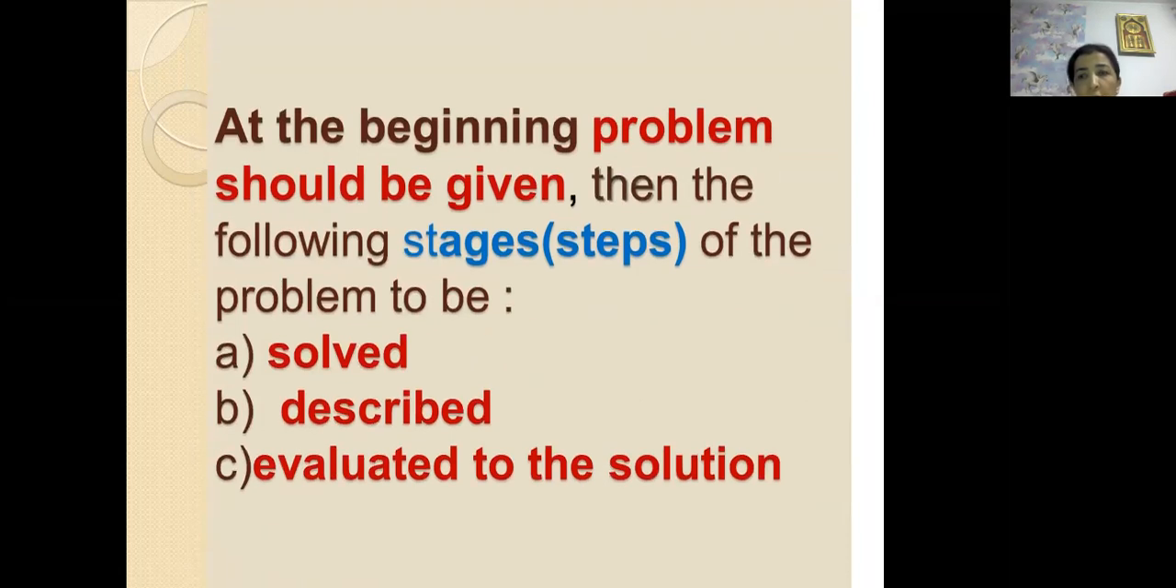At the beginning, I've included the structure of case study and how it is organized. At the beginning, you should give the problem, and afterwards you follow the stages, or we call them steps, to solve this problem. So you should give the problem, then solve it. To solve it, you should describe it and evaluate the solution.